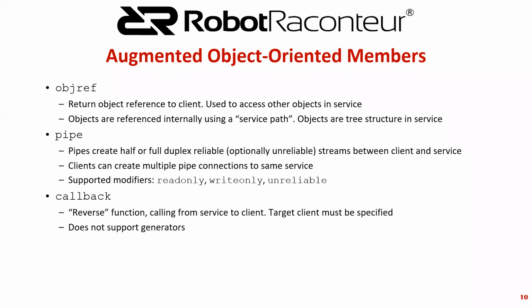And then there's a pipe, and pipes create half or full duplex reliable streams between the client and service. You can also turn off reliability if you want to, but typically they're operating in reliable mode. And you can create multiple connections between the client and service for each connection. And they have a callback, which has like a reverse function that allows you to call a function on the client from the service. You must specify which client you want to talk to, though. And the callback does not support generators.